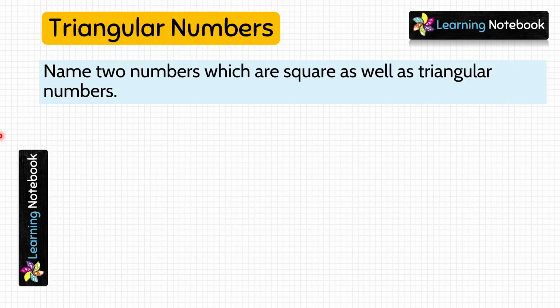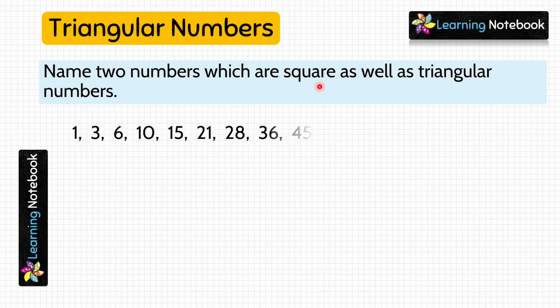Now the last question is, name two numbers which are square as well as triangular numbers. So here, students, we have to write two numbers which are square numbers as well as triangular numbers. So first, let's write some triangular numbers: 1, 3, 6, 10, 15 and so on. These are triangular numbers. Now look at these numbers and see if any of them is a square number as well.